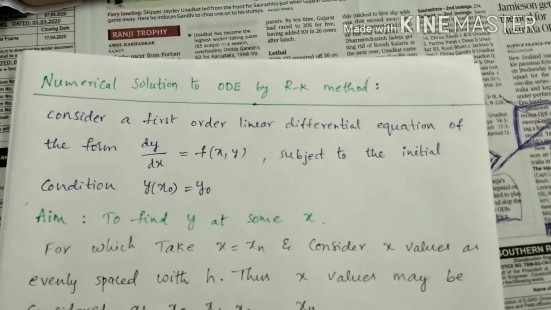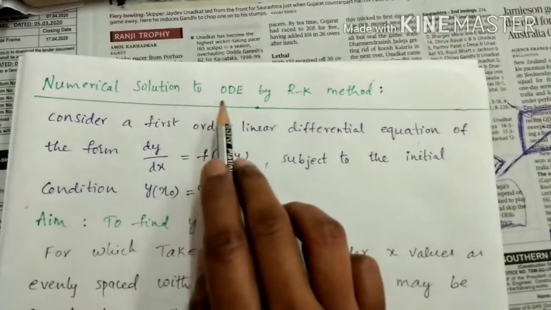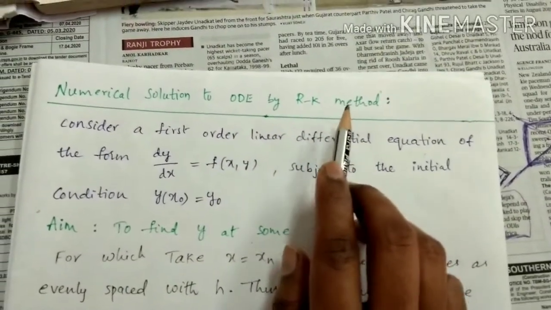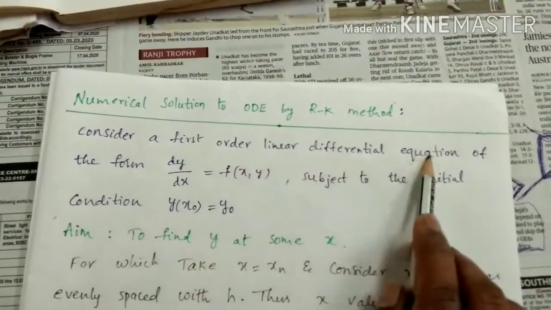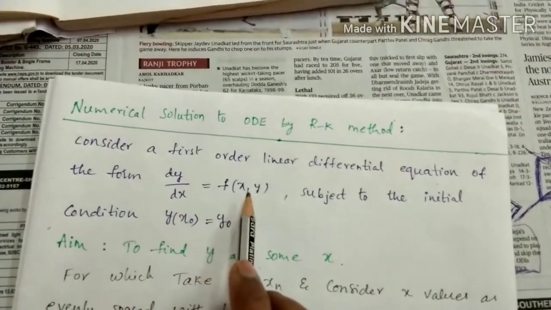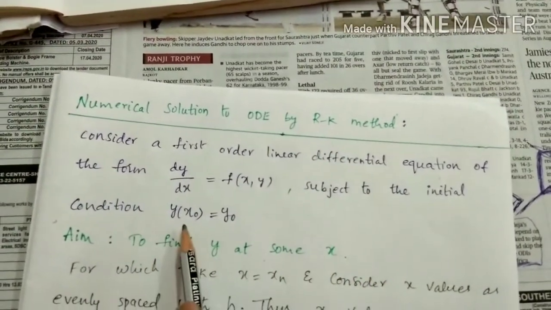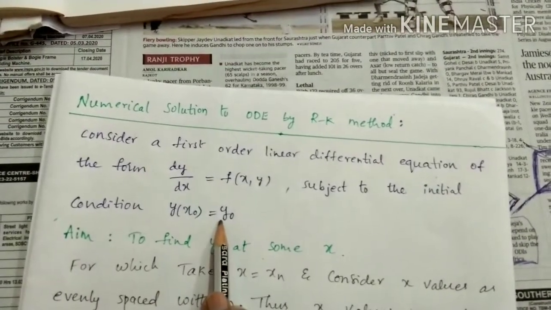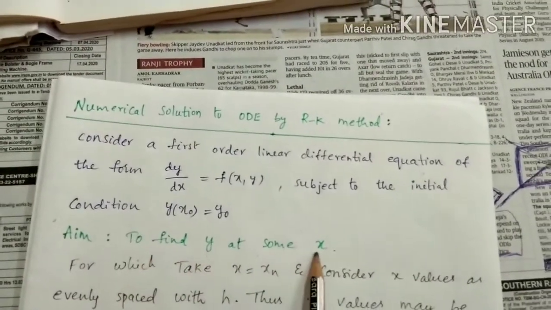In this video, I am going to show you how to get a numerical solution to an ordinary differential equation by the RK method. Let us first use this method for a first order differential equation. Let us consider the equation in the form dy by dx equal to f of x comma y, which is subjected to the initial condition y of x naught equal to y naught. In such a case, we need to find y at some x.